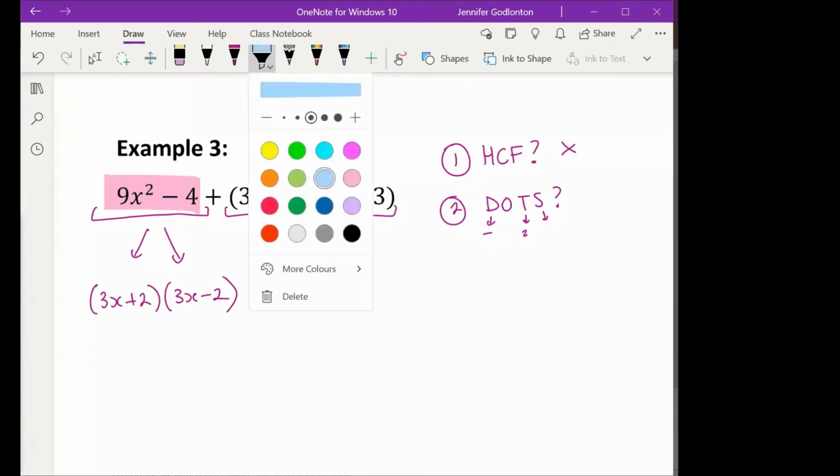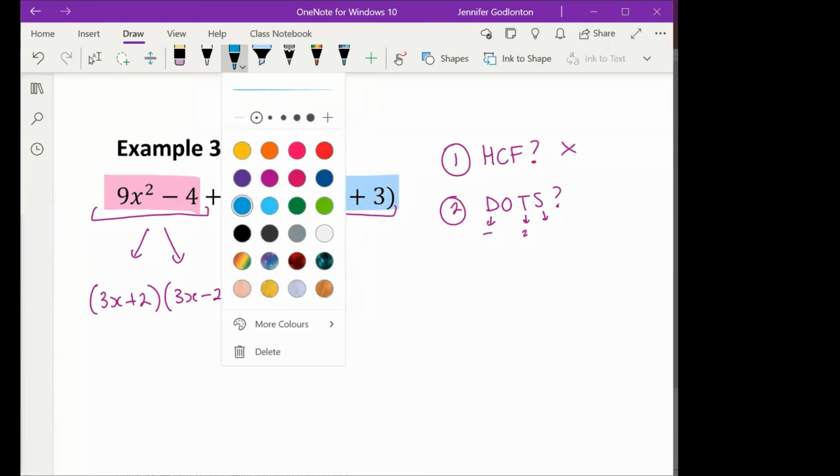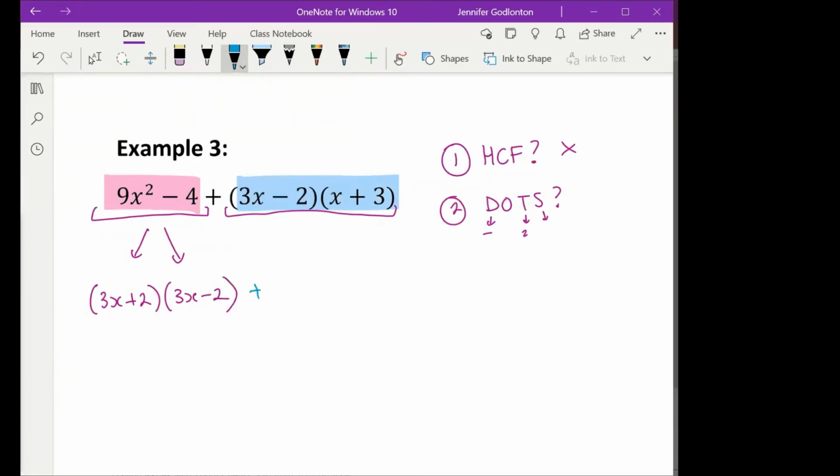Now, let's look at the other side. These two are going to stay exactly the same. There's nothing that I can do to them because they've already been factorized for me. So I'm going to have 3x minus 2, x plus 3. Okay. Is anyone unhappy at this point over here?